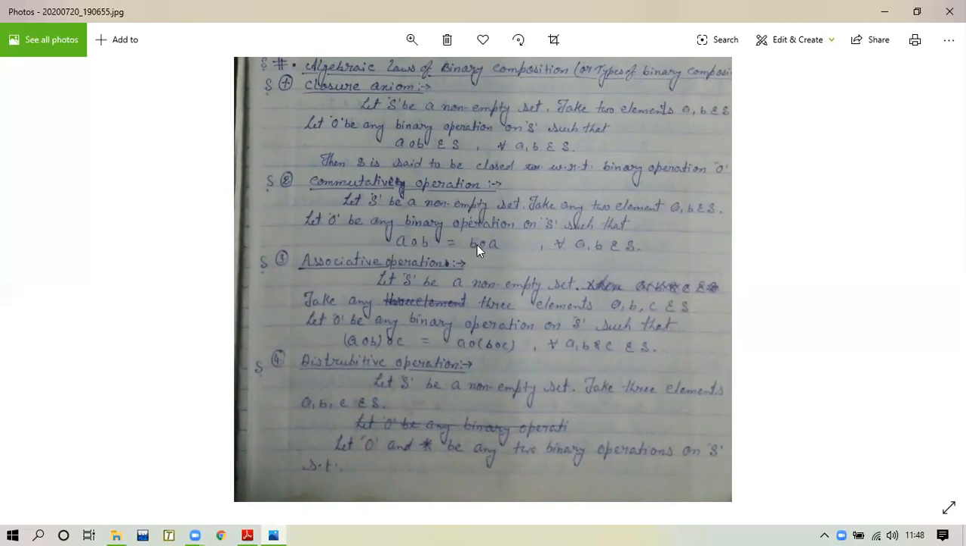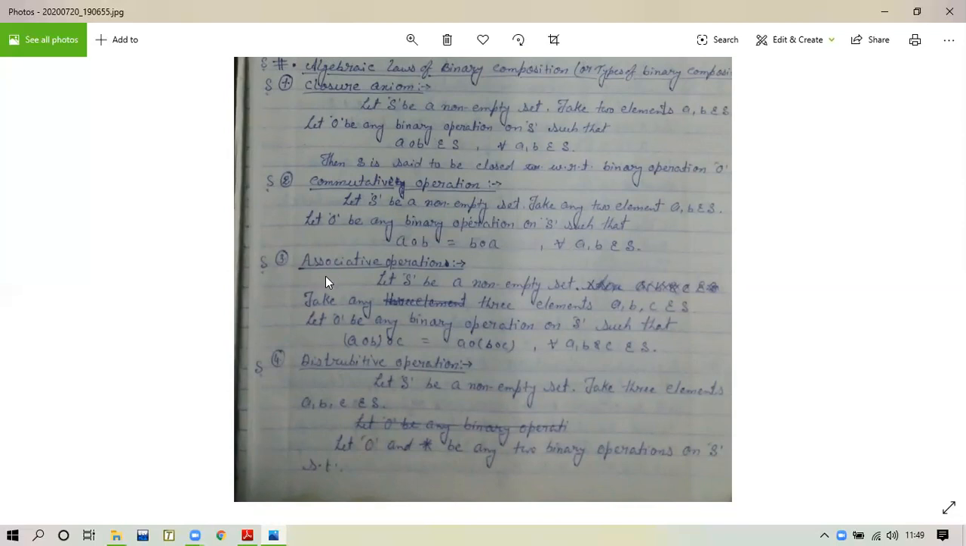For example, when we take addition in natural numbers, it is commutative. That means when A star B equals B star A, that means 2 plus 3 equals 3 plus 2, both are equal. But when we take subtraction, it doesn't hold commutativity in natural numbers. That means 2 minus 3 is not equal to 3 minus 2, because 2 minus 3 is equal to minus 1 and 3 minus 2 equals 1. Both are different. That means subtraction is not commutative under natural numbers.